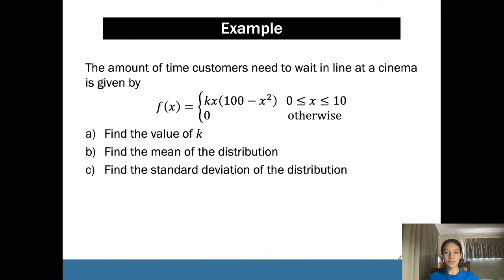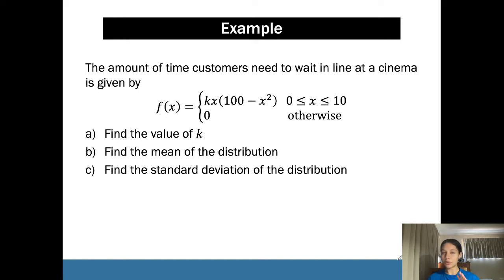Alright, so another example question: the amount of time customers need to wait in line at a cinema is given by the following function. What it's asking now is to find the value of k, also find the mean of the distribution, and find the standard deviation.